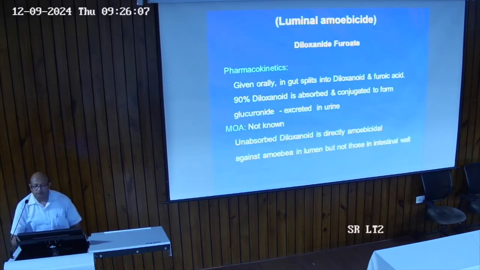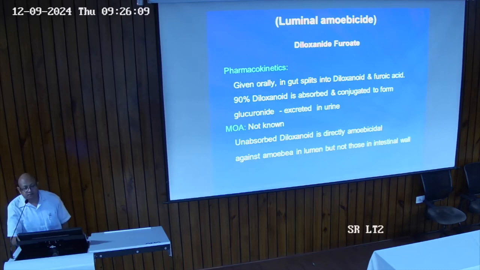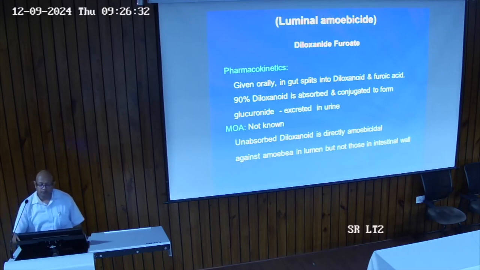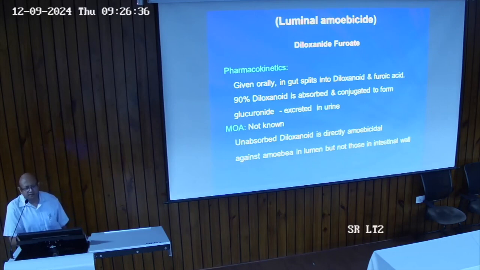Then another drug which is acting in the lumen, that is diloxanide furoate. Pharmacokinetics: given orally, in the gut it splits into diloxanide and furoic acid. 90% of diloxanide is absorbed and conjugated to form glucuronide, excreted in urine. Mechanism of action is actually not known. Unabsorbed diloxanide is directly amoebicidal against amoeba in the lumen, but not those in the intestinal wall. So it is used very little.